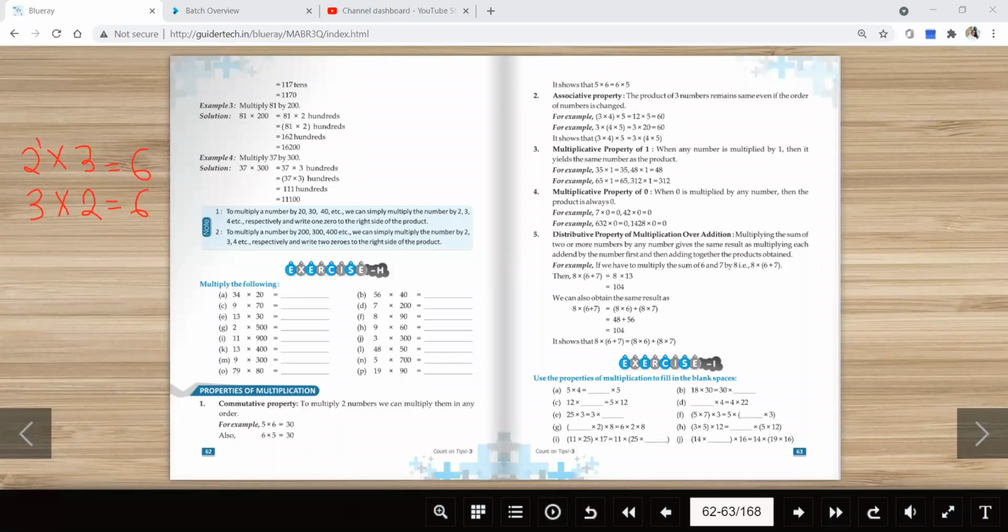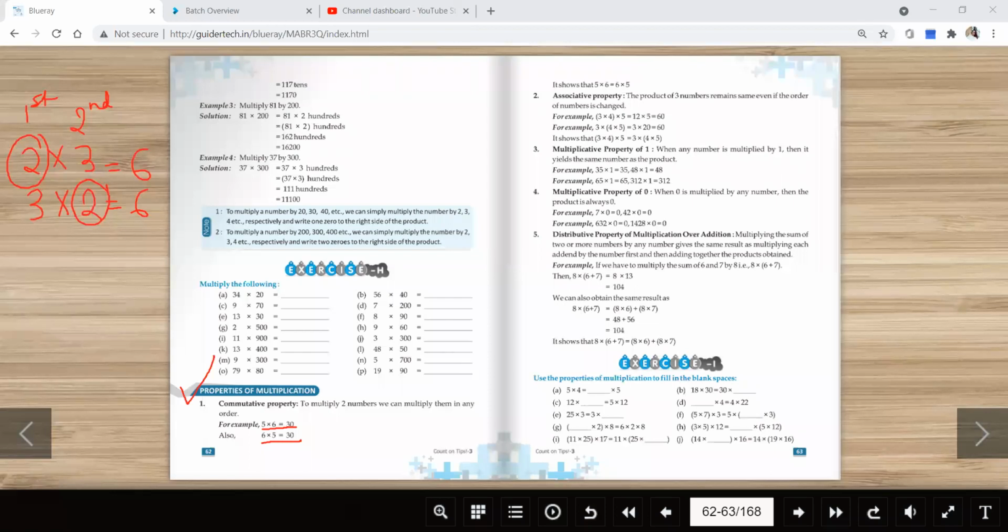That means 2 I can write at first, I can also write at second. Whether I write it in the first position or the second position doesn't matter, right? So this is one property of multiplication. I hope that everyone has opened your book: commutative, associative, multiplicative, every property. Here you can see that 5 into 6 equal to 30 and 6 into 5 equal to 30. That means whatever we write at first or second, the arrangement doesn't matter.